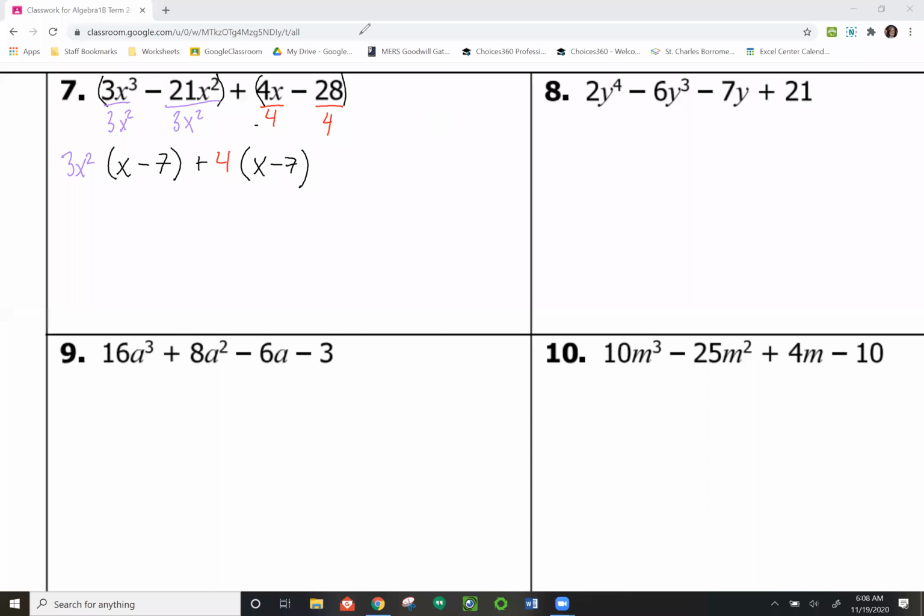All right, perfect. Now I'm going to take out that x minus 7 from each of those pieces. And what do I have left? Well, I have a 3x squared plus that 4. Okay, so what did I do? I pulled that x minus 7 out of both of those terms. And what was left? Well, you had the 3x squared plus that 4.